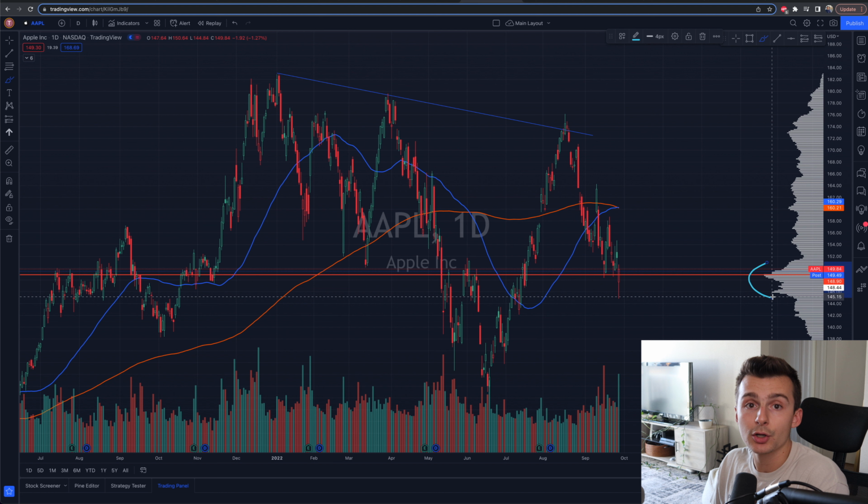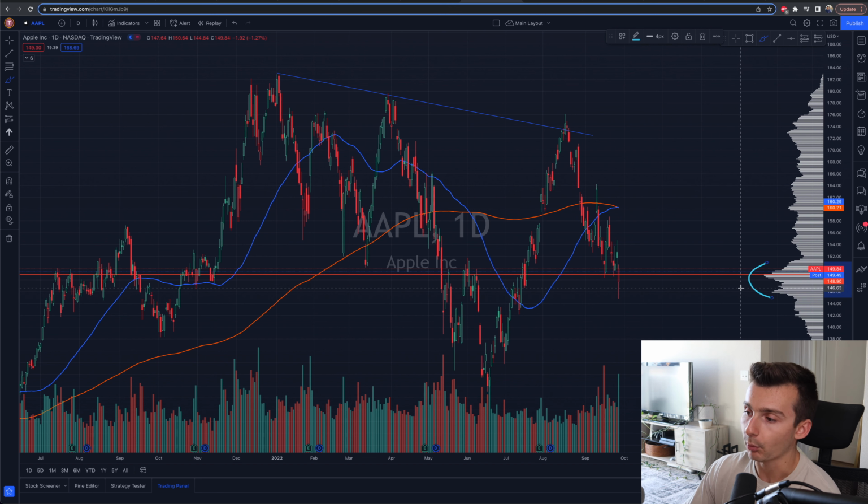It means that area could act as a support. We could find buyers or sellers there, as there was a lot of volume exchanged at that level in the past. But the past doesn't mean that it has to happen again, right? But again, it could give us a higher probability of one thing happening over another because of what has happened in the past at that level.